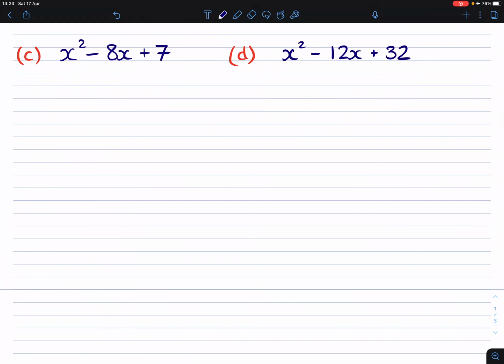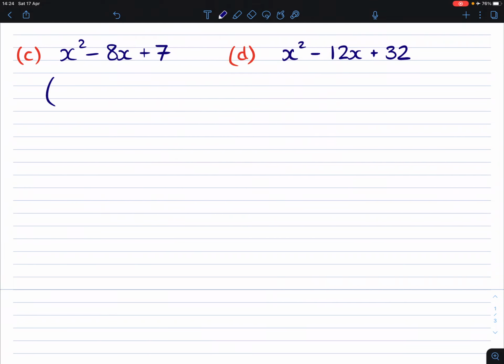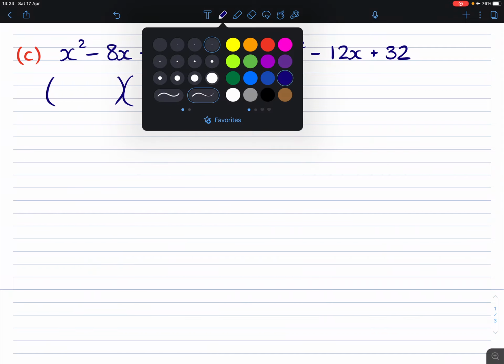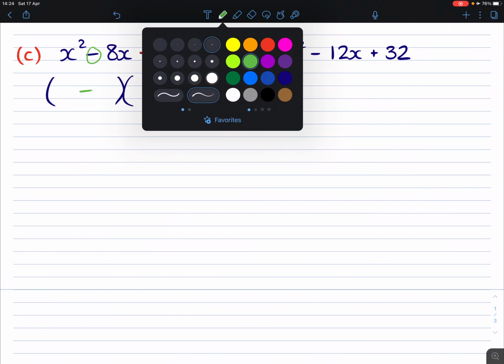The next one, x squared minus 8x plus 7. We do not have anything in common, so we look to factorize in double brackets. The positive 7 at the end means they're both the same sign, and then the negative in the middle tells us that they're both minus, so I can put minuses there.